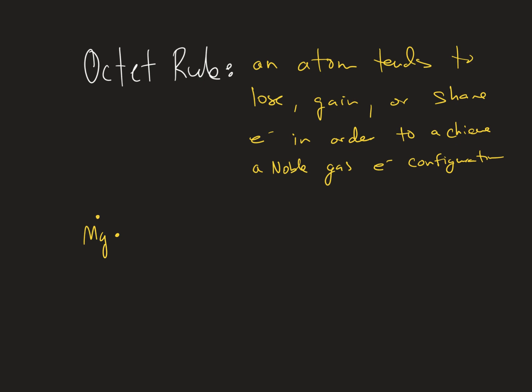Which noble gas has 2 valence electrons? Helium, right? But the nearest noble gas to magnesium is neon. And neon has 10 electrons total. Magnesium has 12 total. So it has 2 options. It can lose 2 electrons and be like neon, or it can gain 6 and be like argon. What is easier? Lose 2. You with me? Okay. So we're going to lose these 2.